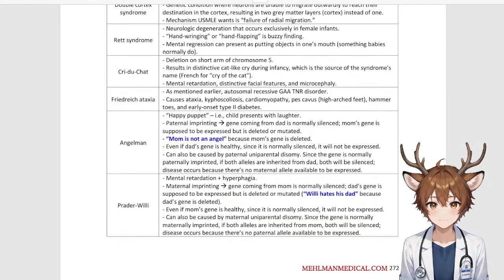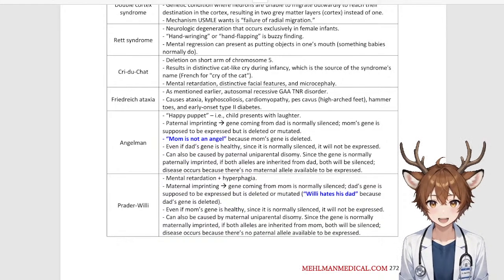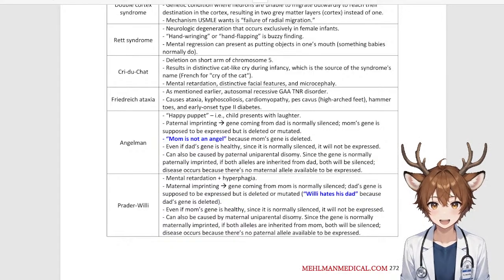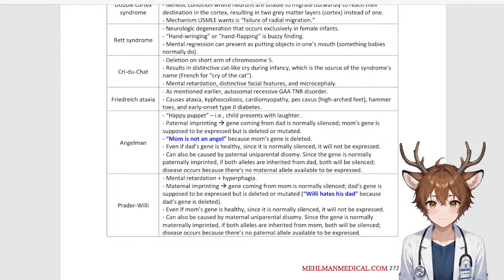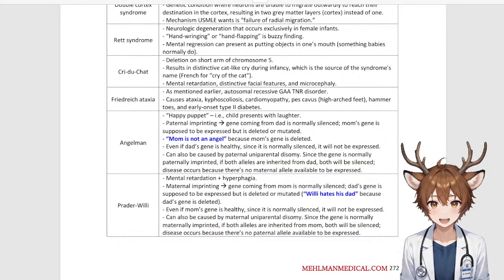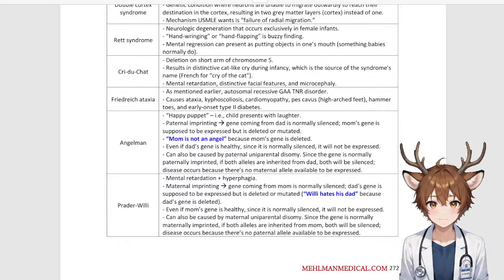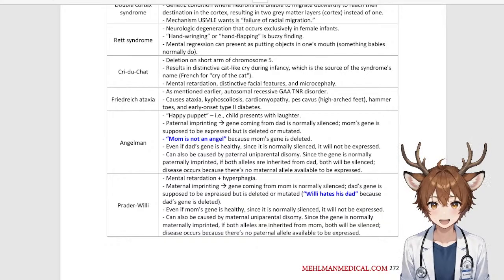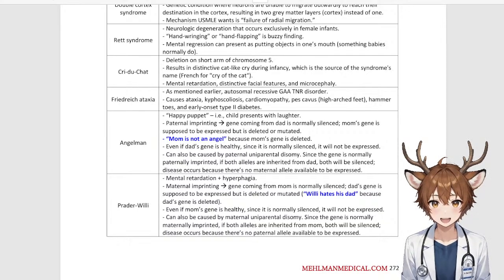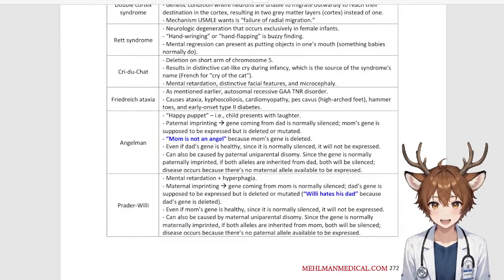Rett syndrome, neurologic degeneration that occurs exclusively in female infants. Hand wringing or hand flapping is a buzzy finding. Mental regression can present as putting objects in one's mouth, which sometimes babies normally do. Cri-du-chat, deletion of the short arm of chromosome 5, results in the distinctive cat-like cry during infancy, which is the source of the syndrome's name. French for cry of the cat. Cri-du-chat. Cri, cry; du, of; chat, cat.